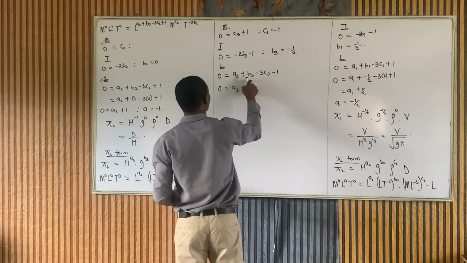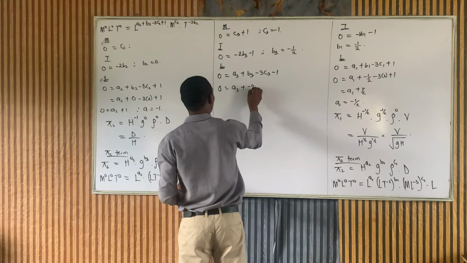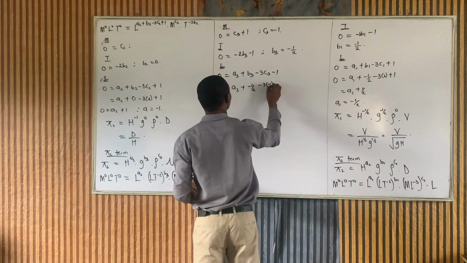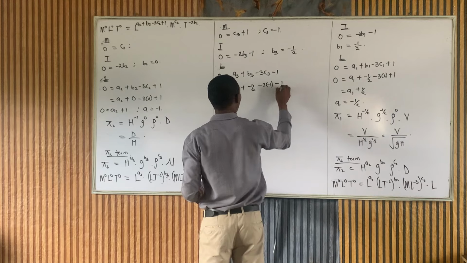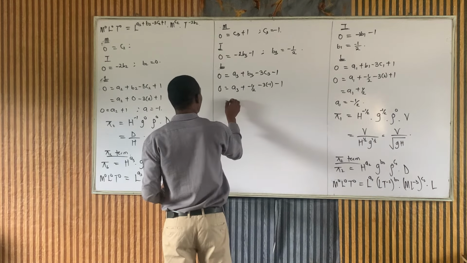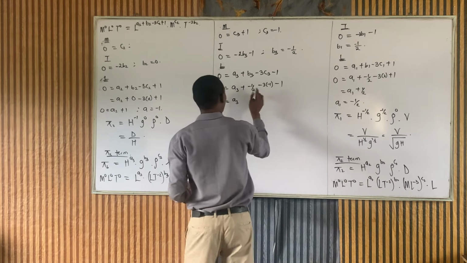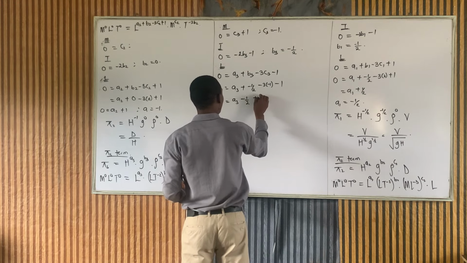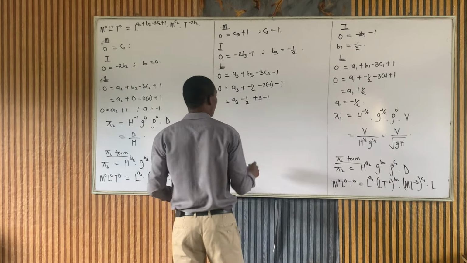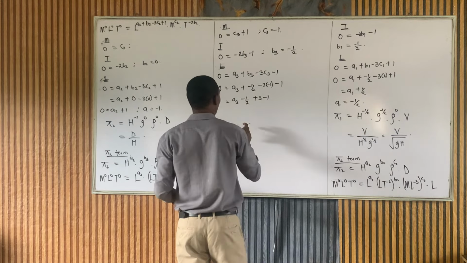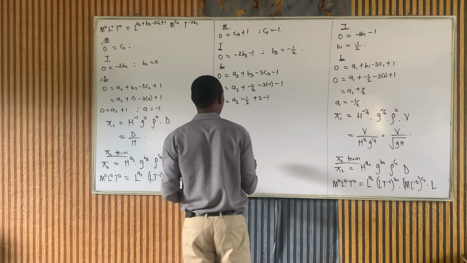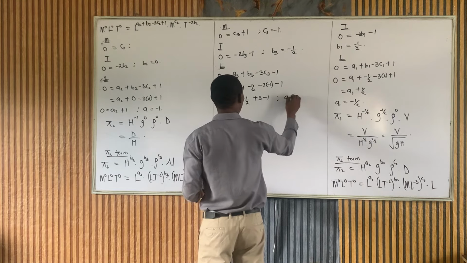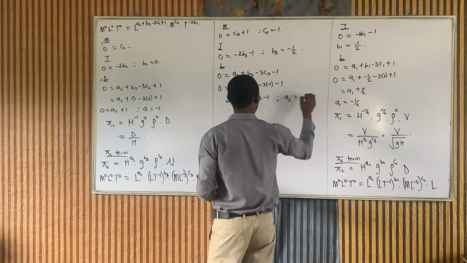Our b3 has been gotten to be minus 1 over 2. Then minus, our c3 is minus 3 times minus 1, and then plus minus 1 again. So this will give us a3: minus 1 over 2 plus 3 minus 1. 3 minus 1 is 2, and 2 minus half will give us 3 over 2. So we have a3 to be minus 3 over 2.